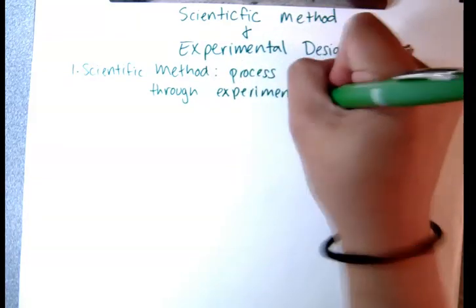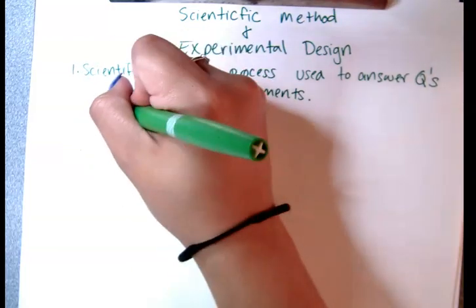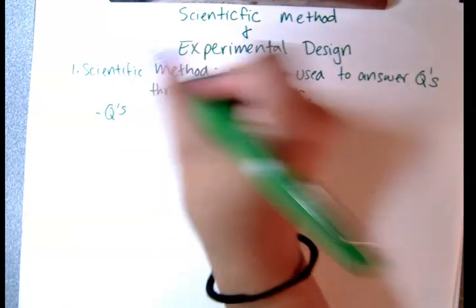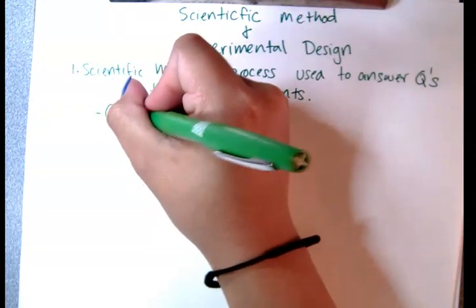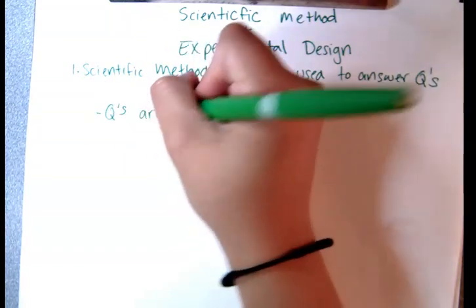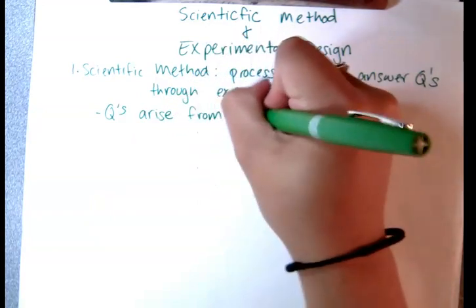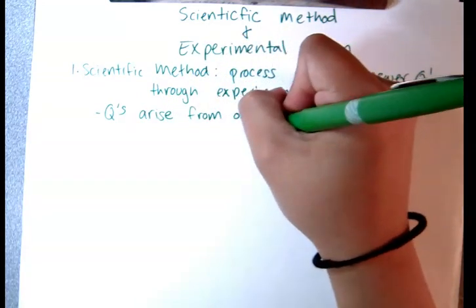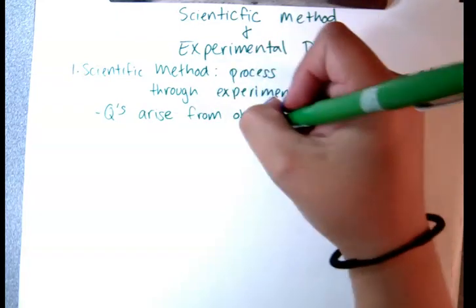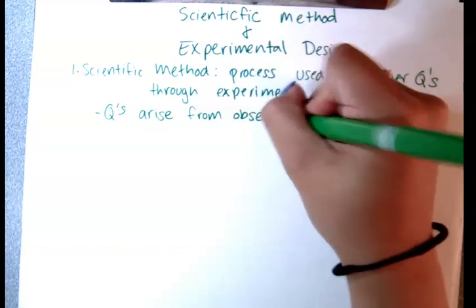Right, so how do we get these questions? So in your everyday life, or, you know, if you go on to be a scientist or stuff like that, but anybody can do this. You might have a question from things that you are just observing, just regular everyday observations. So they'll be like, well, I wonder if this happens because of this, or things like that. So questions arise from observations.